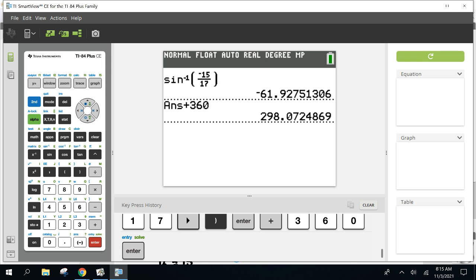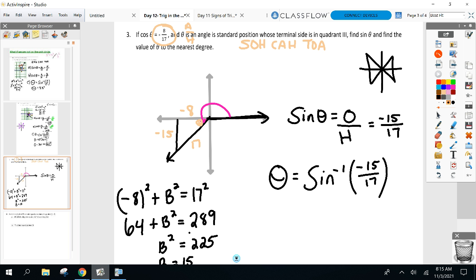That's in the fourth quadrant, right? I need an angle where? In the third. Okay, let's see. Can we do this or not? If you know 298 is in the fourth, what would it be in the third? Find the reference angle. Okay, good suggestion. Find the reference angle. Whatever the reference angle is in the fourth quadrant, it's going to be the same in the third quadrant.